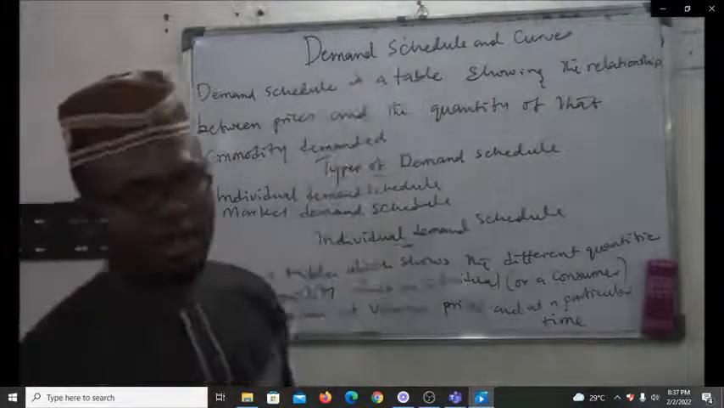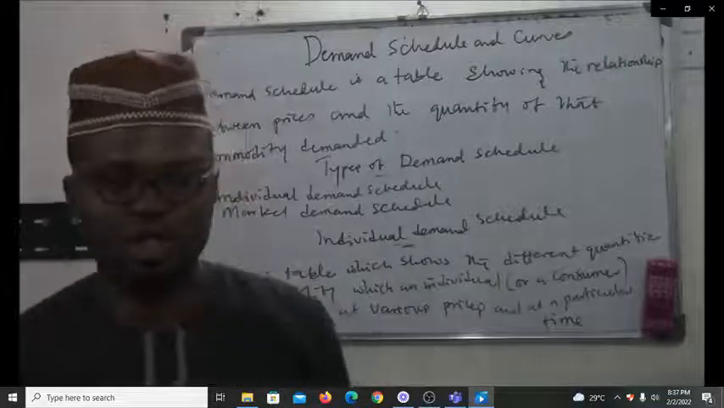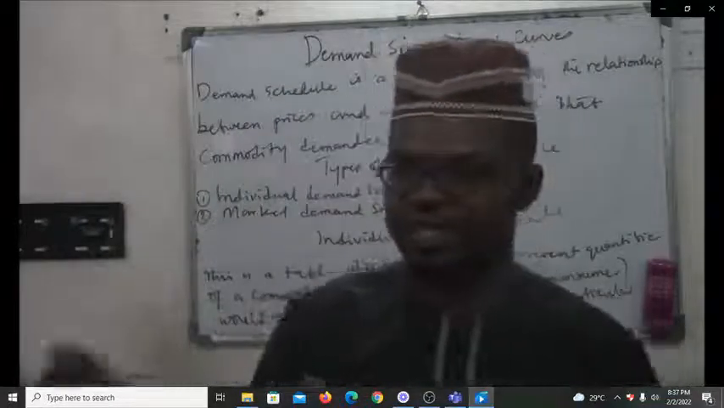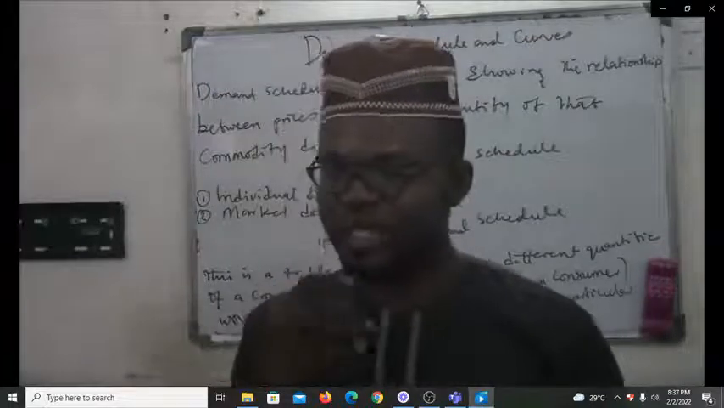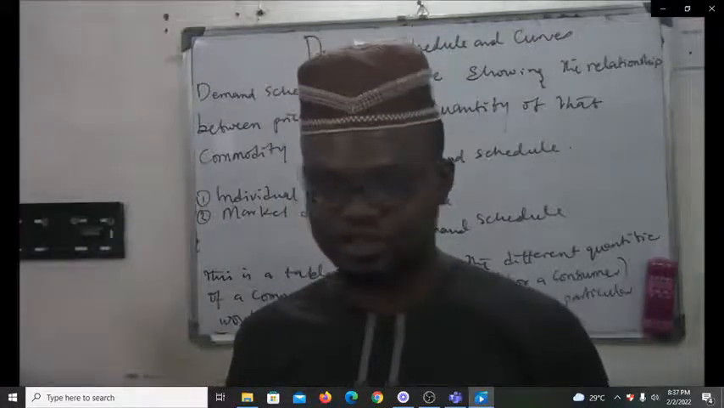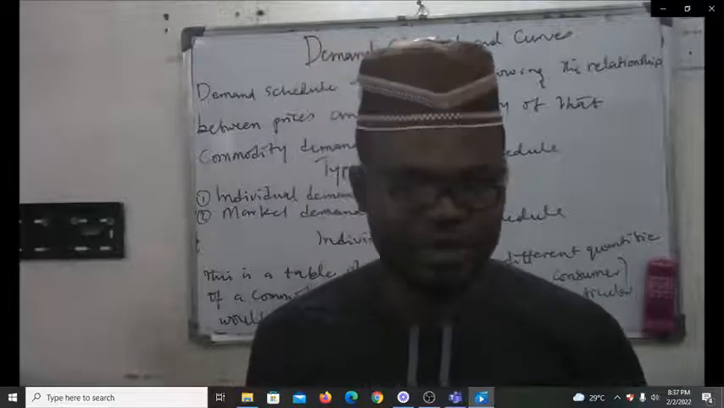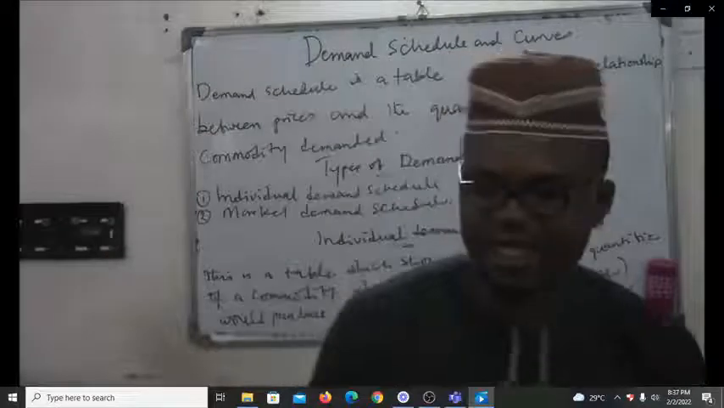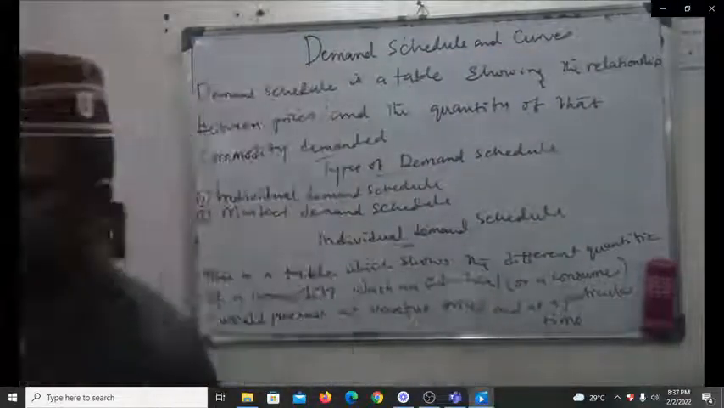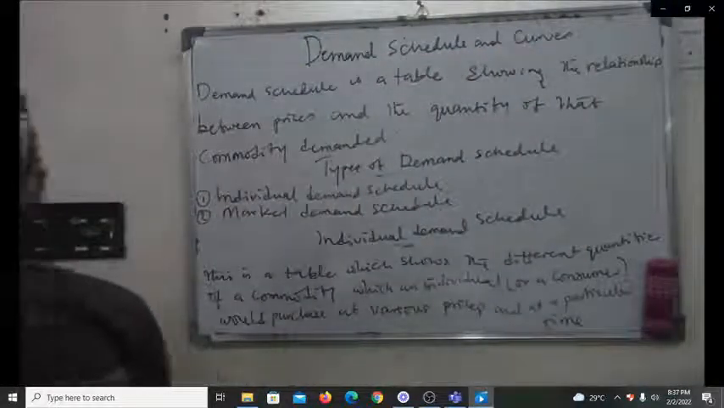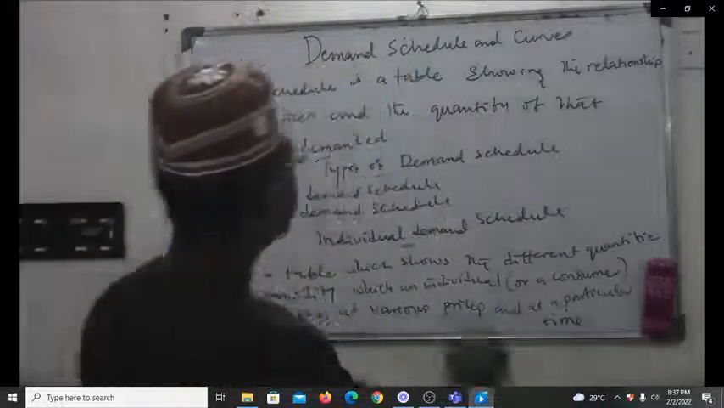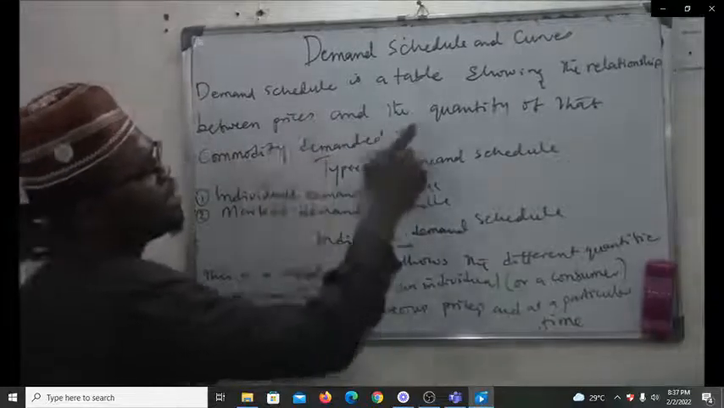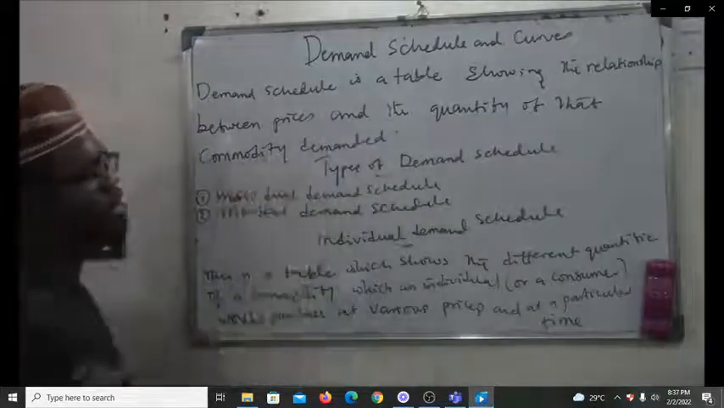Demand schedule and curves. What is a demand schedule? A demand schedule is any table that shows the relationship between the quantity of a particular commodity that a consumer demands at various prices. So a demand schedule is a table showing the relationship between the prices and the quantity of that commodity demanded.